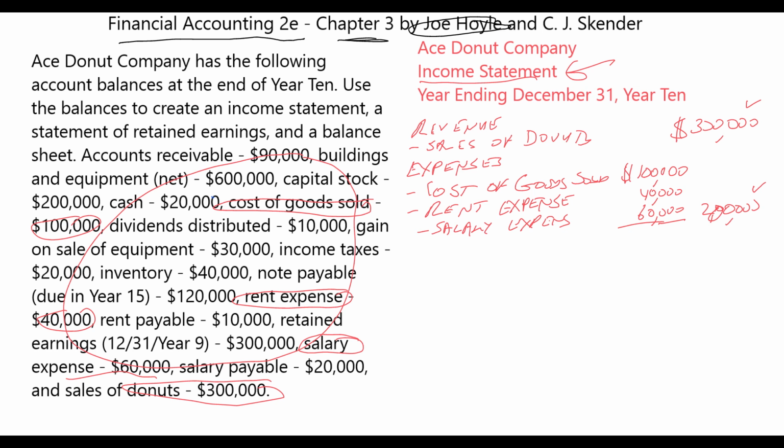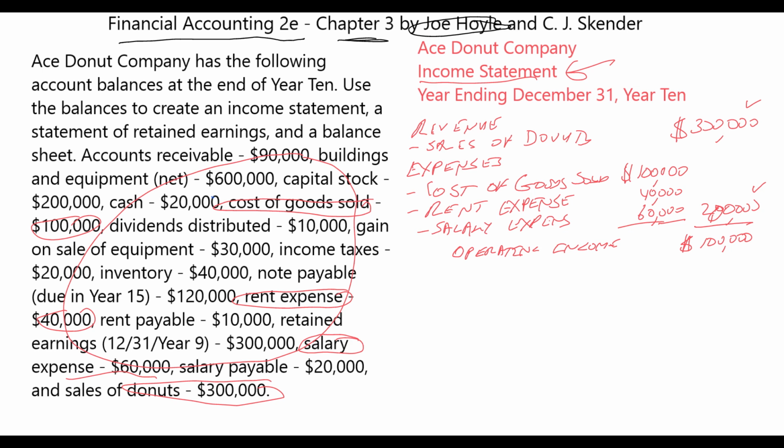And you can see the income statement is beginning to convey information about the operations of this business. If you take your revenue minus your expenses, you have operating income. And operating income is the amount that you made off of your primary business. And for Ace Donut, that primary business, of course, is selling donuts. And that business made $100,000 as their business income from the donuts.